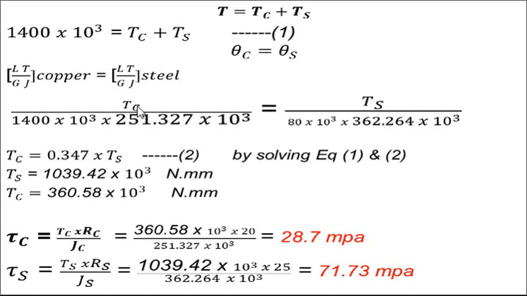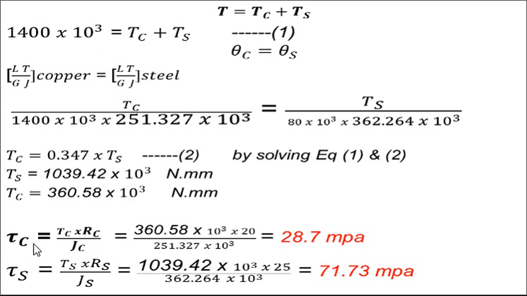So our ultimate equation becomes, after solving this, the only unknowns are TC and TS, the torque at copper and the torque at steel tube. The equation becomes TC is equal to 0.347 into TS. So this is equation number 2 and the earlier one is equation number 1. After solving both of these equations, we get the values of TS, the torque at the steel tube, and TC, the torque at the copper shaft.